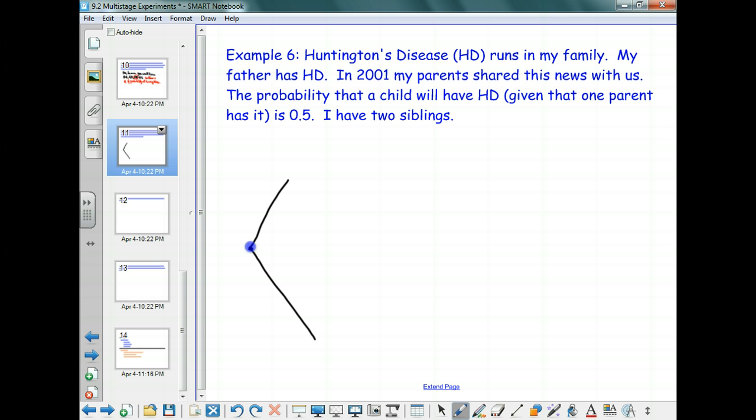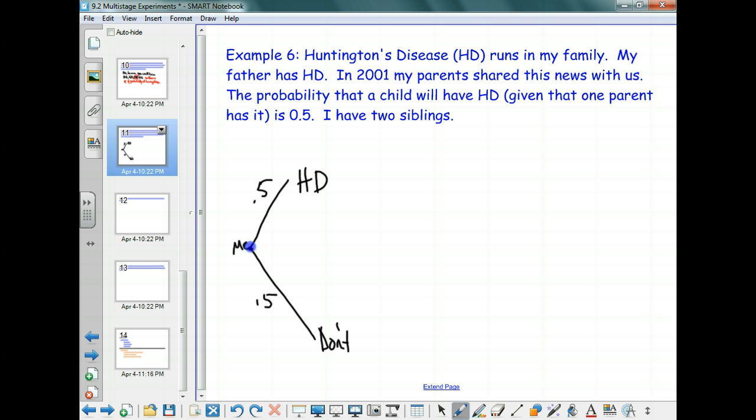So this one is me. Okay? So this node, if you will, is me. And there's two possibilities. Again, it's one of those things where you either have it or you don't. So one possibility is that I have HD, Huntington's disease. The other possibility is that I don't. And each of those probabilities, given that my father has the disease, is what? 50-50, so it's 1/2. Or you could use decimals if you want, 0.5. We'll do 0.5 just for fun, because I've done fractions on all the others.